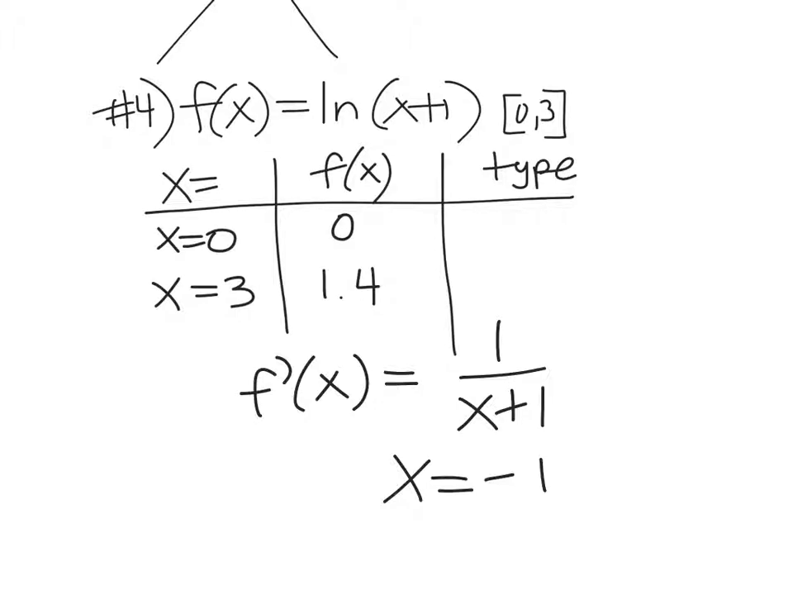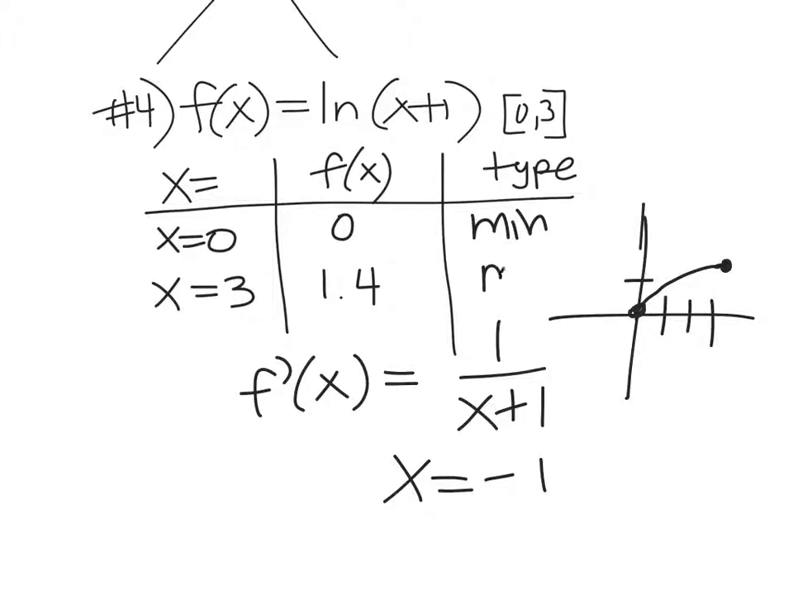All right, so this one right here at x equals 0, this is what the graph would look like. It's 0, 0. And 1, 2, 3, you're at about 1.4. The graph just looks like that. It stops right there. It's a closed interval. And so we have a minimum and a maximum.